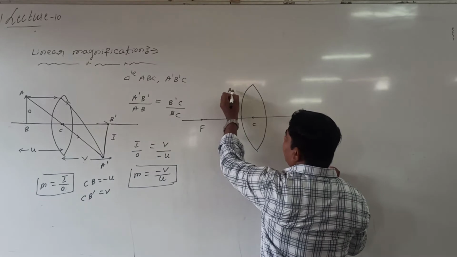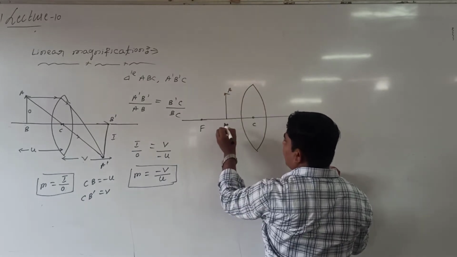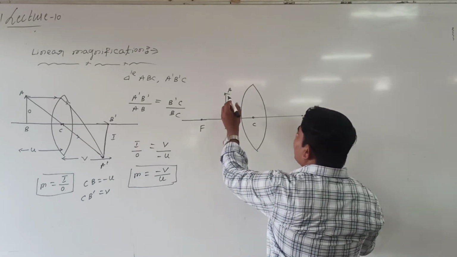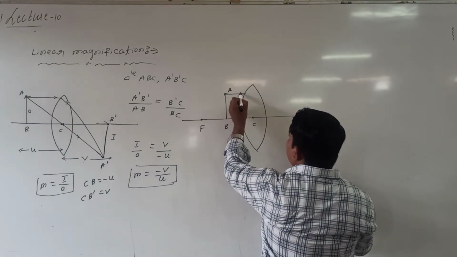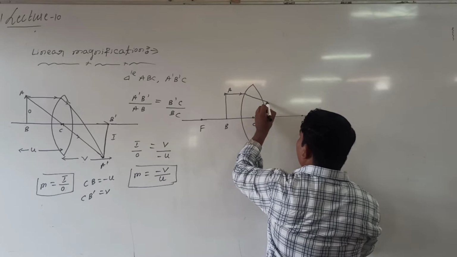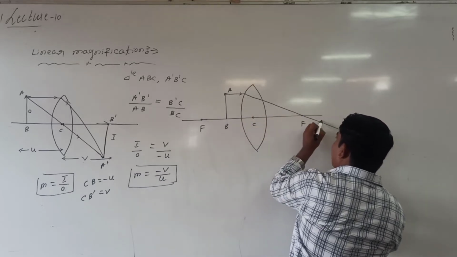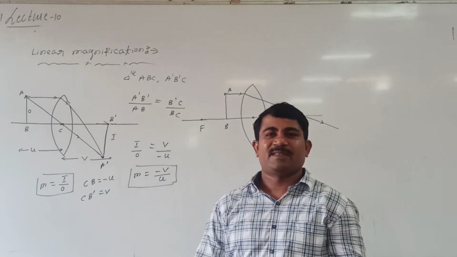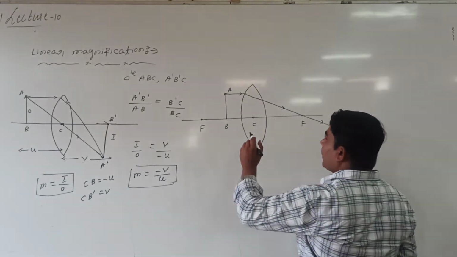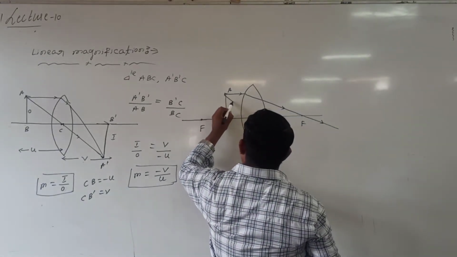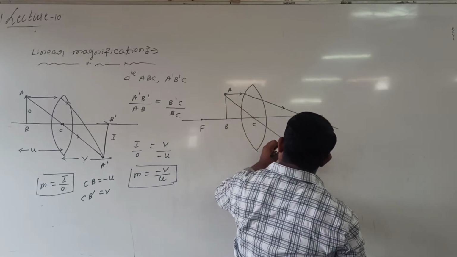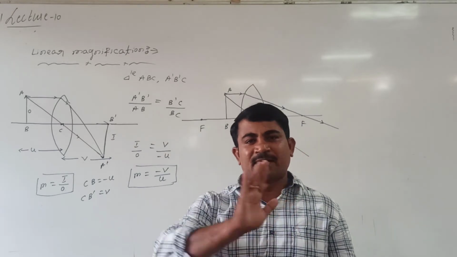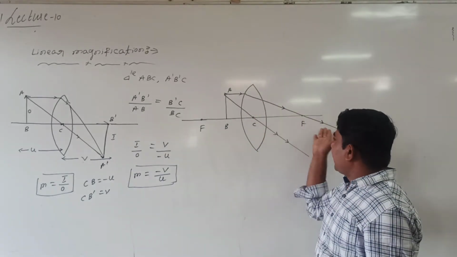AB is the height of the object. Are you following me? Consider a ray of light incident at this point. After incidence, the ray refracts and passes through the principal focus. Now let us take one more ray of light, which passes through the optical center and doesn't deviate, because a ray passing through the optical center does not deviate. This refracted ray goes like this.